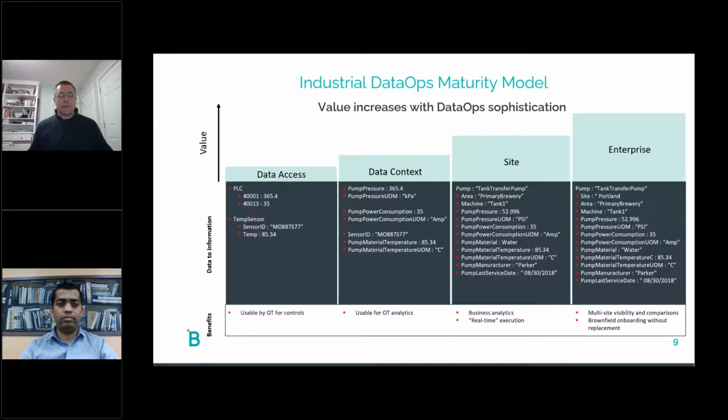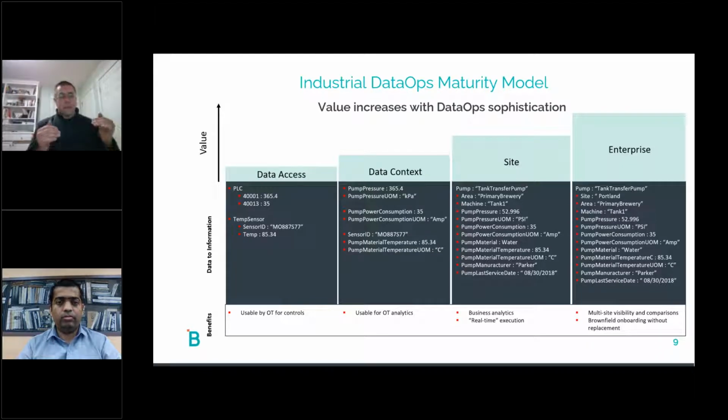To give you a view of what this looks like, I put together some simple data and showed you what the data looks like as it goes through the stages. So stage one, we're getting OPC access to data. We still have our data structures from a Modbus PLC. So we've got some values, 365 and 35. And we've got a temperature, 85.34. As we move into data context, we're adding things like unit of measure. And what is this data?